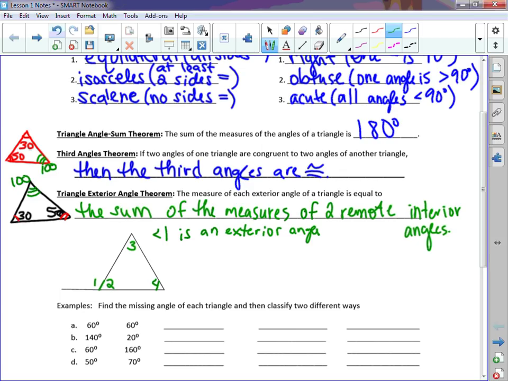Okay. Now, if 1 is my current exterior angle, it has corresponding with it two remote interior angles. And again, this is going to change depending on which exterior angle we are talking about. So if 1 is an exterior angle, then which two angles are my remote interior angles? Which two angles are my remote interior? Go ahead and share with your shoulder partner real quick which two are the remote interior.